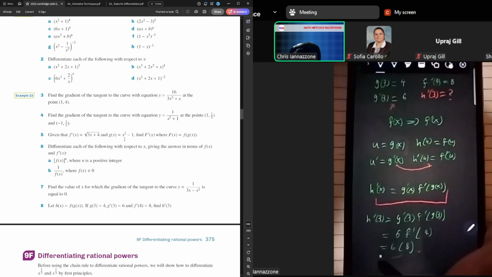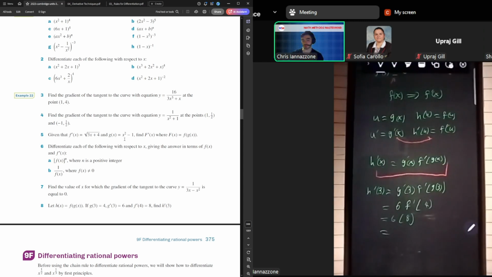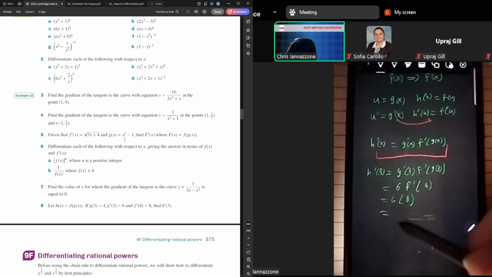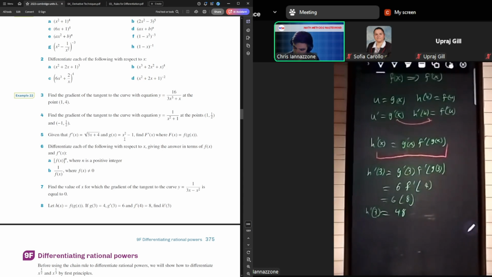Absolutely. And so just like that, even if you don't know the individual functions, as long as you know enough information about them, like regarding the points that we had here, for example, you can still go ahead and solve something like that. And so we have our final answer, h dash of 3 is equal to 48.